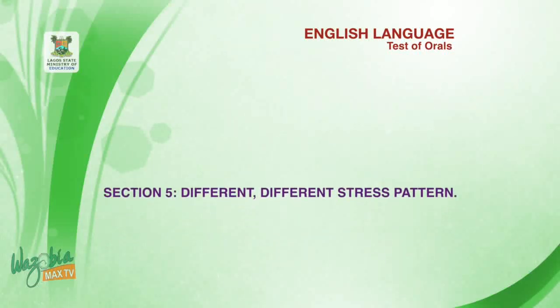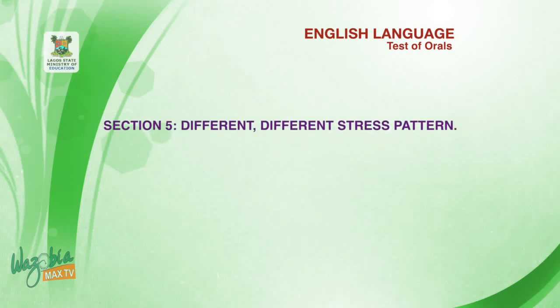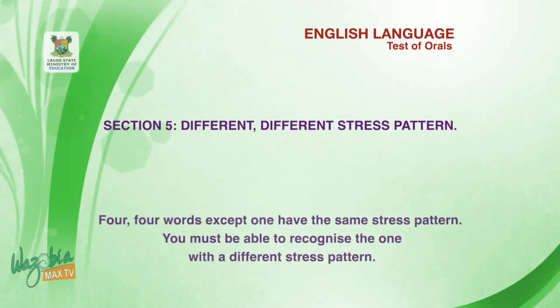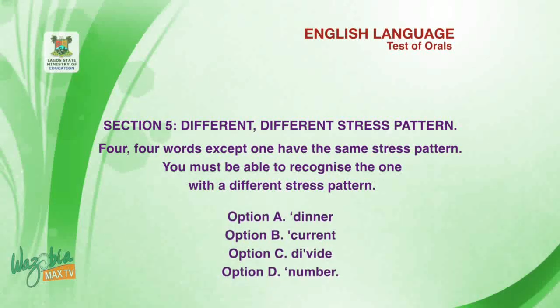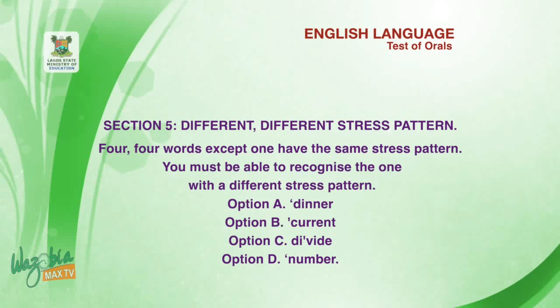Section 5, different stress pattern. Four words except one have the same stress pattern. You must be able to recognize the one with a different stress pattern. Please practice with me as I pronounce. Option A, dinner. Option B, current. Option C, divide. Option D, number. Options A, B, and D have their words stressed on the first syllable, while option C, divide, is stressed on the second syllable. Therefore, option C, divide, is the option that has a different stress pattern.